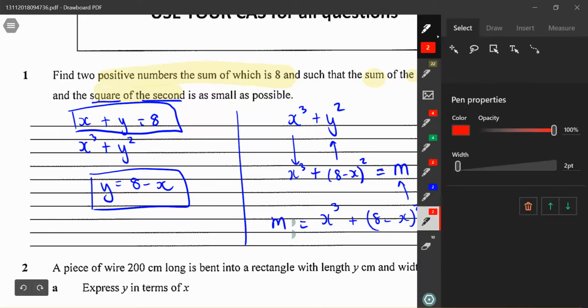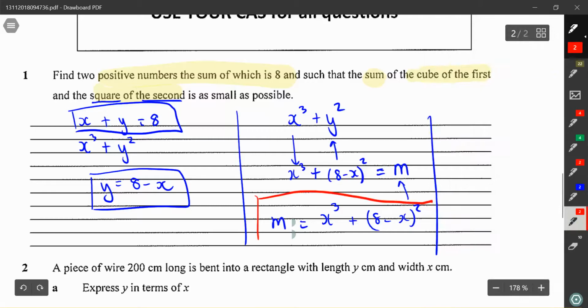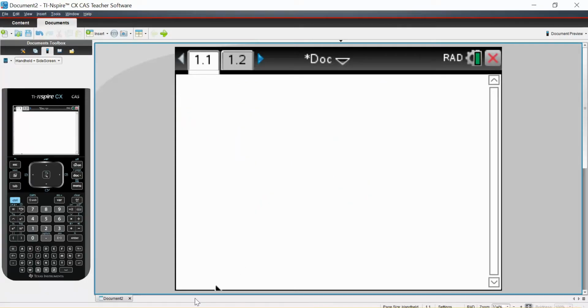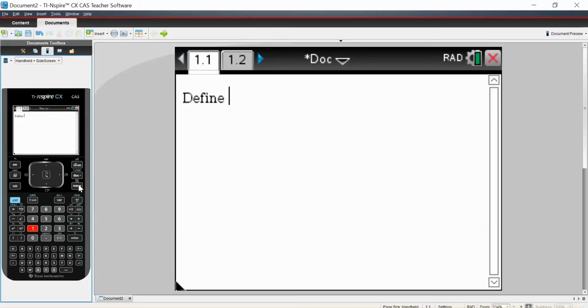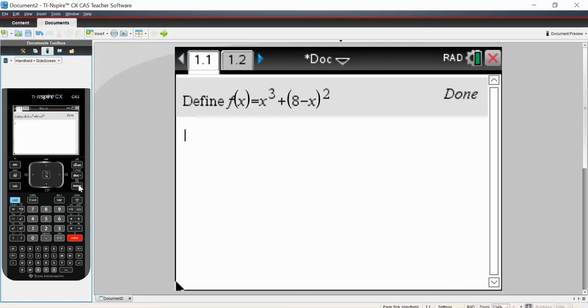Let me just move this around. Here we go. This is our expression. On your CAS, move to your CAS. Let's start new. Every time you do these, I want you to define the function first. So here we go. Menu, actions 1, 1, define. I'm going to call the function, it should have been m, but I'm calling it f now. So f of x is equal to x cubed plus (8 minus x) all squared. That tells me the function.